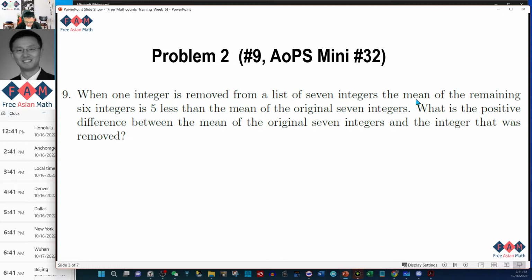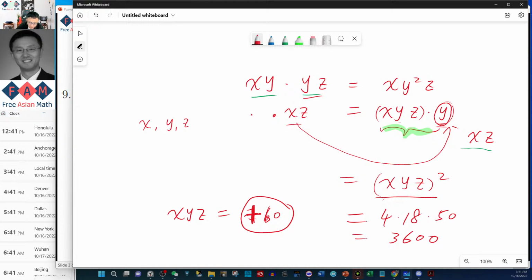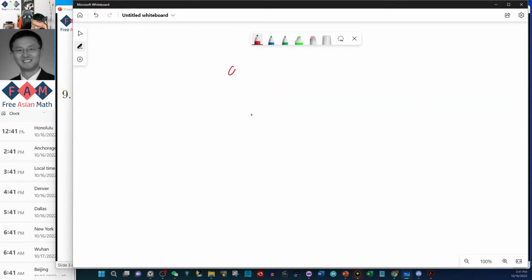So let's just model this problem in a standard way. Let's say we represent the 7 numbers as A1, A2 to A7. Those are the 7 numbers. And assume the very first one, it doesn't matter, right? They're all just variables. Let's just assume this one is removed. So what is the original mean? We can write it down as A1 plus A2 plus up to A7, divided by 7.